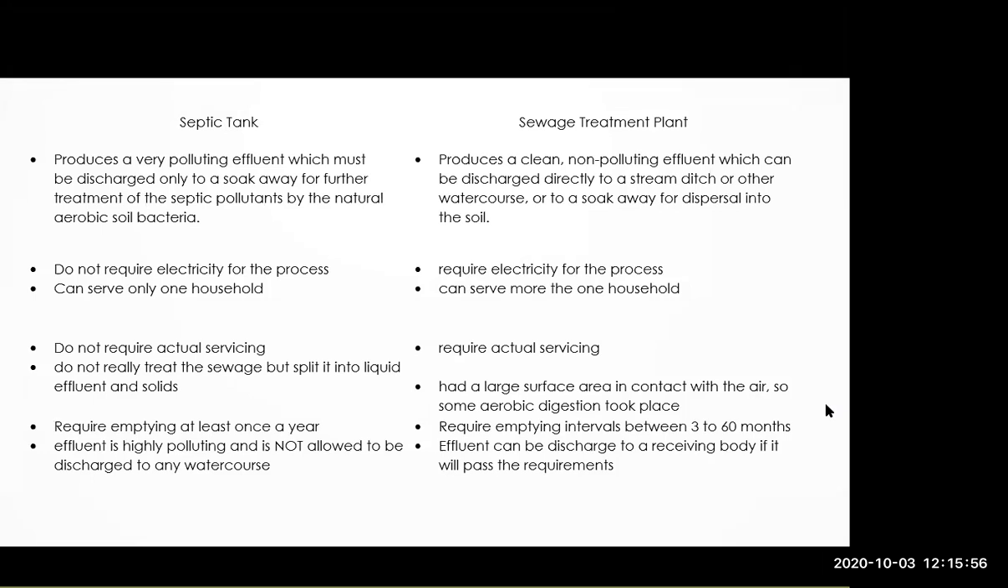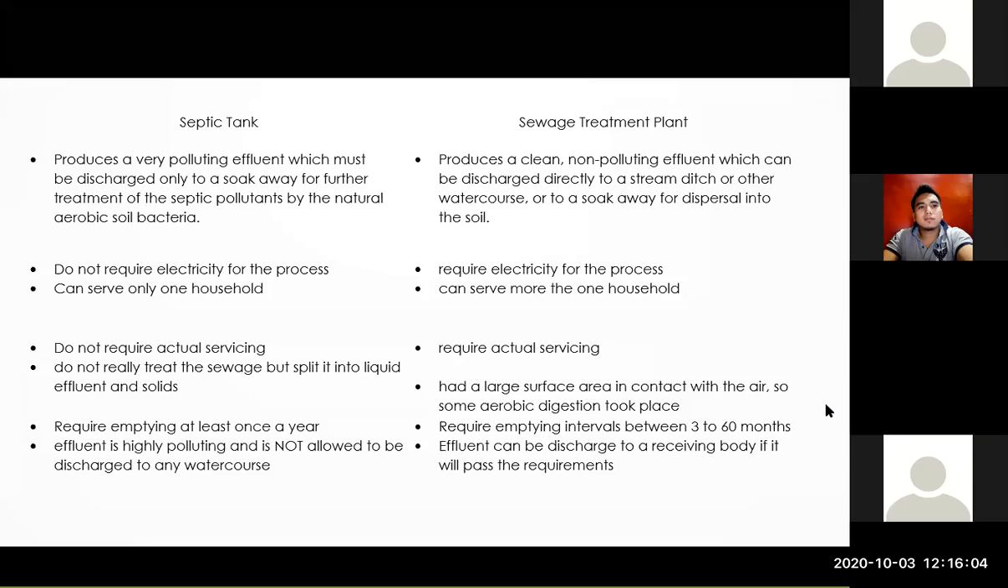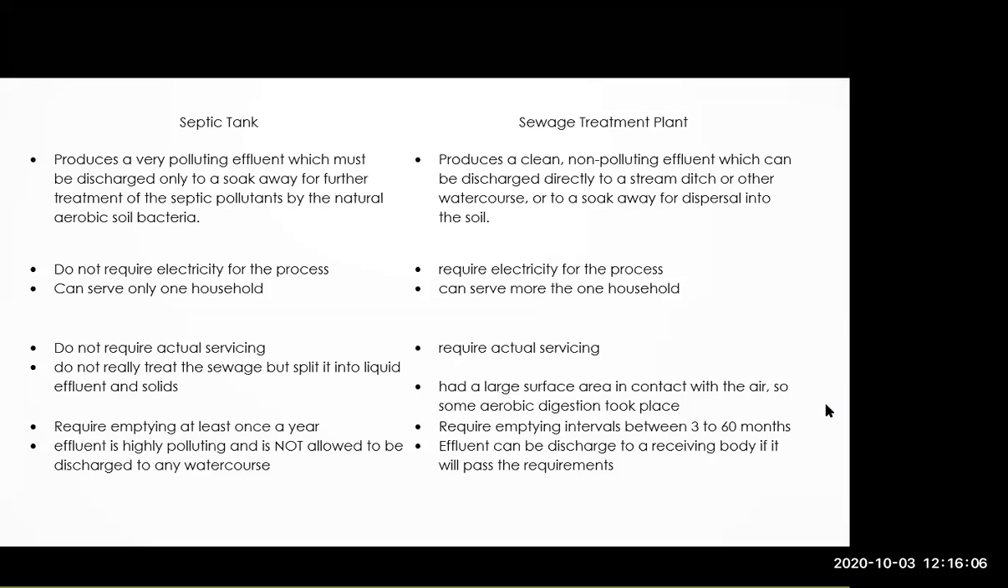So for your STP, it differs from your septic tank because it produces a clean and non-polluting effluent which can be discharged directly to a stream, ditch, or other water course, or to a soakaway for dispersal into the soil. It requires electricity for the process, especially since you have a pump, or because your wastewater treatment facility is located at a higher elevation than the service area. So, it requires actual servicing.